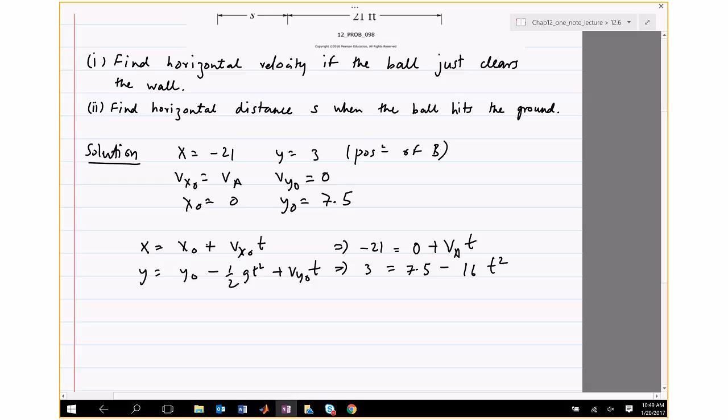Okay. Anything else? This particular question is quite simple to solve because you can solve for time from the second equation, and once you know the time, you can solve for the velocity from the first one. So again, two equations, two unknowns. What I get is time is 0.53 seconds, and velocity A is 39.6 feet per second. I was after the velocity, and that's the value.